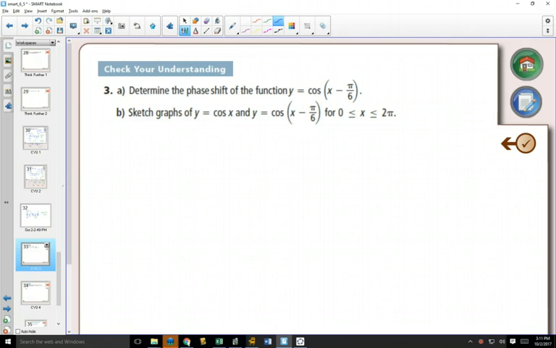So now we have a value inside of the function again. So that's going to move things left and right. The first one, how is that going to move your graph? Pi over 6 to the right. So how we're going to determine the phase shift, we've already said what it is. But again, we're going to graph this.